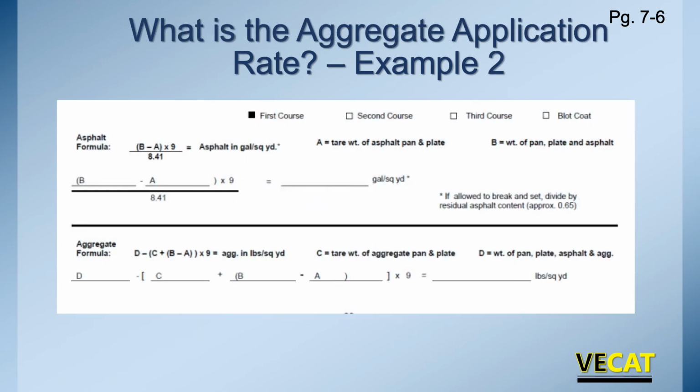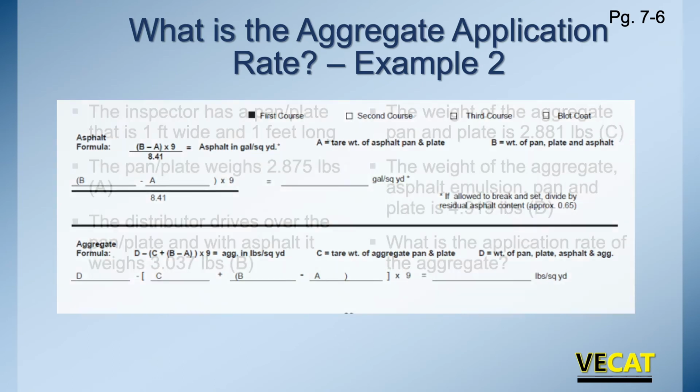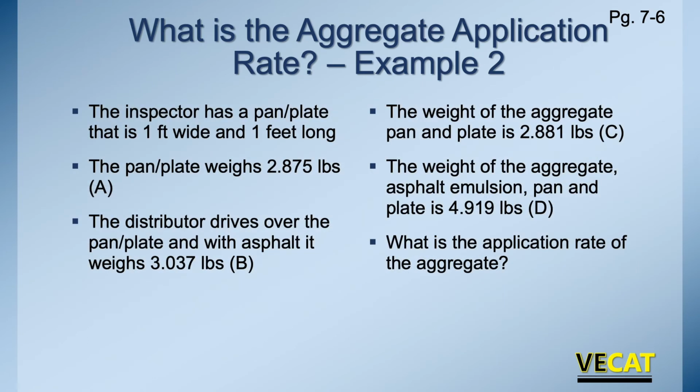So again, looking at that, now let's look at the aggregate. So now, still got that same pan or plate. It still weighs the same. But now we have another pan or plate that weighs a little bit differently. They're not all going to be perfectly the same weight, so we need to record it. This one weighs 2.881 pounds. The weight of the aggregate and the asphalt emulsion in that same plate now is 4.919 pounds.